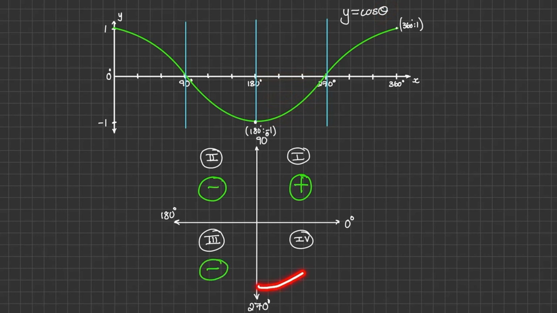And finally, the fourth quadrant is between 270 degrees and 360 degrees. On the function, we can see that cosine of theta in the fourth quadrant is above the x-axis, meaning that it has positive values. So cosine is positive in the fourth quadrant.